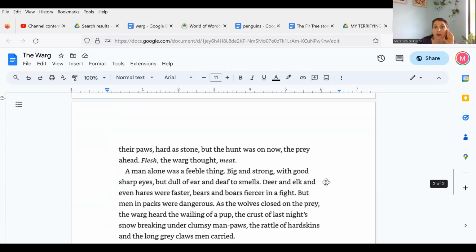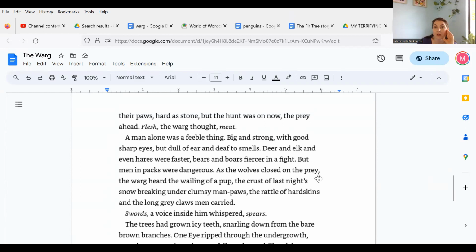Ice had frozen between their paws, hard as stone, but the hunt was on now, the prey ahead. Flesh, the Warg thought, meat. A man alone was a feeble thing, big and strong, with good sharp eyes, but dull of ear and deaf to smells. Deer and elk and even hares were faster, bears and boars fiercer in a fight. But men in packs were dangerous.